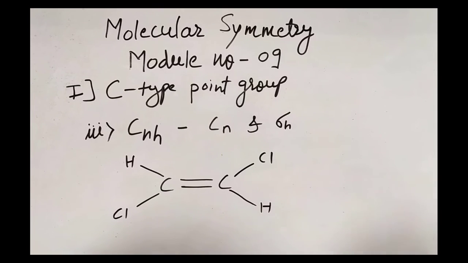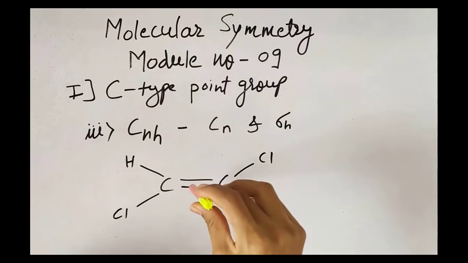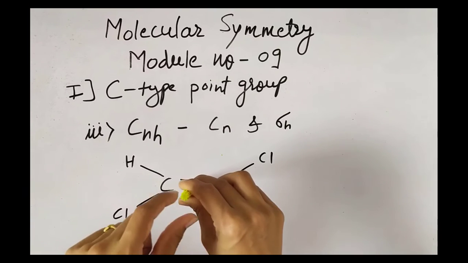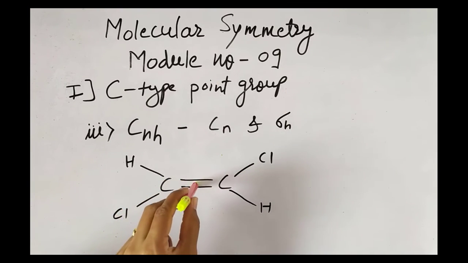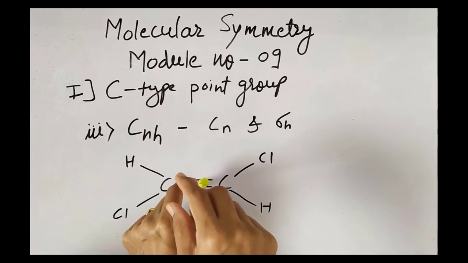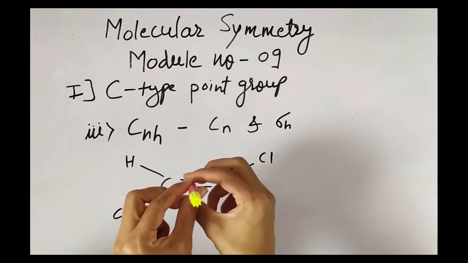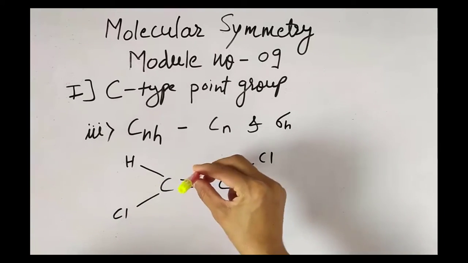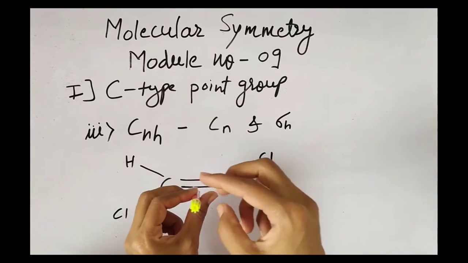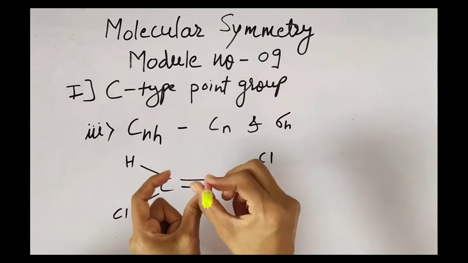This is trans-dichloroethylene. Just go on finding out the symmetry elements present in this trans-dichloroethylene molecule. First of all, we always find out the principal axis. How will the principal axis pass through this molecule? It will pass through this double bond and perpendicular to the molecule, and the molecule will be rotated like this. Can you see? Like this, we pass the principal axis and rotate the molecule around it in a clockwise direction.